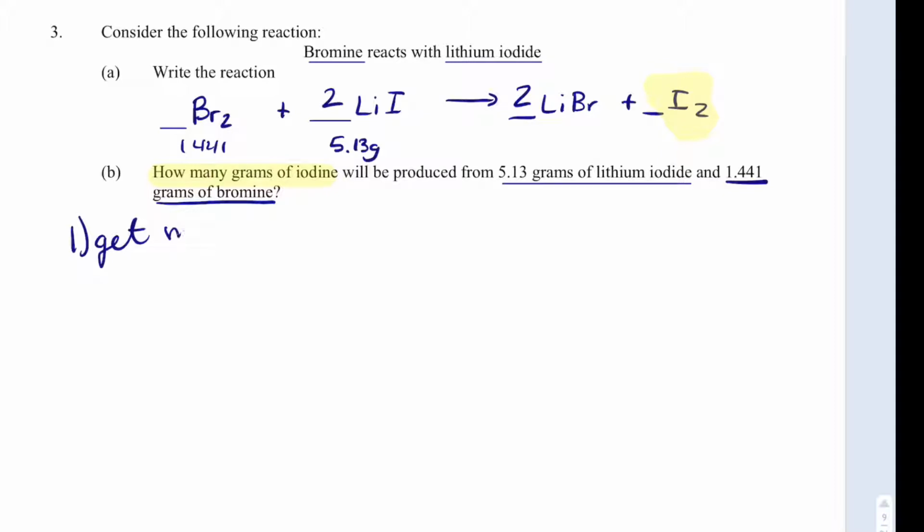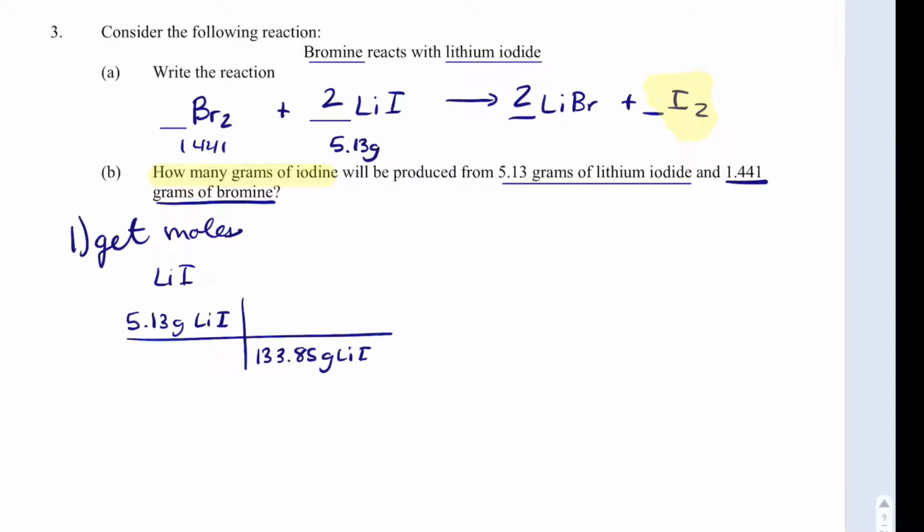And step 1 is get moles. Okay, so we'll have lithium iodide. We'll take 5.13 grams of LiI, and we will convert that using the molar mass. And when I solve that out, I get 0.0383 moles of LiI. And then I'll do the same thing for bromine.